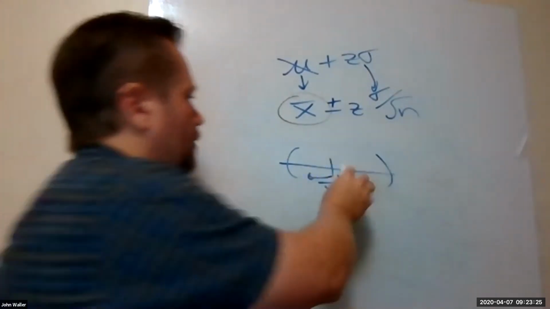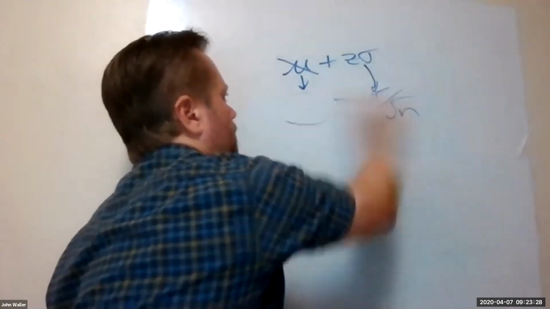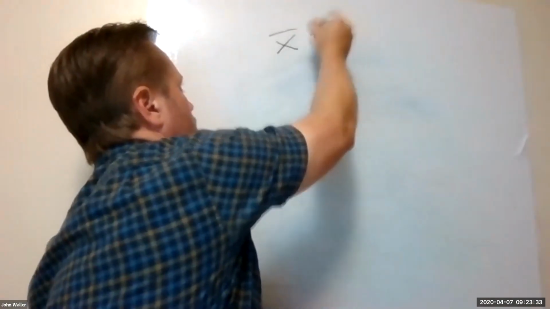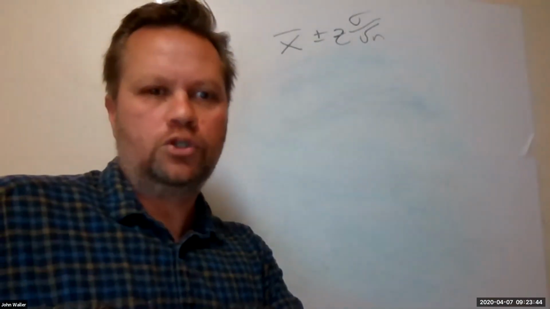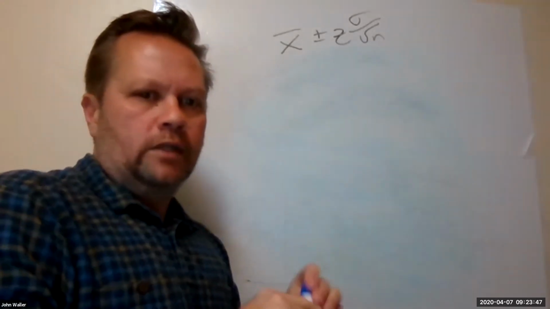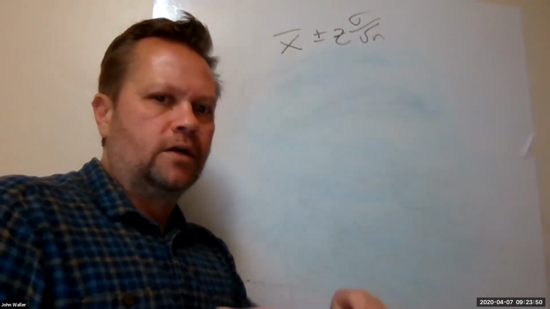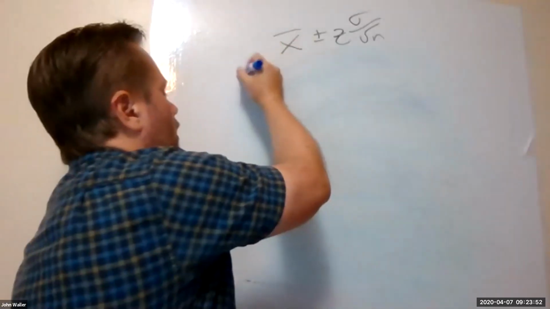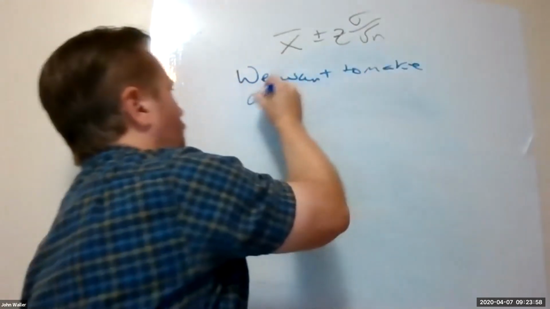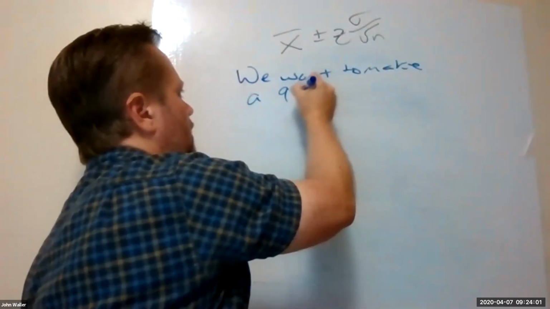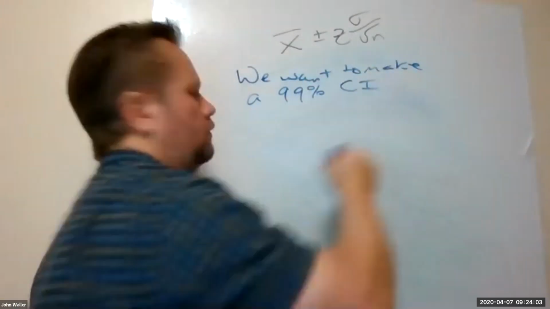So let me rewrite the formula up here. All right, so let's do an example problem of this. We want to make a 99% confidence interval. So that's what it's called.